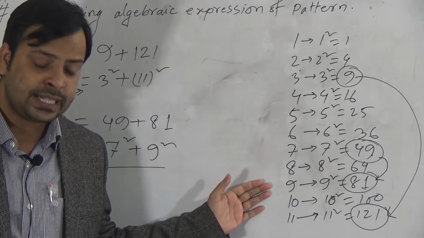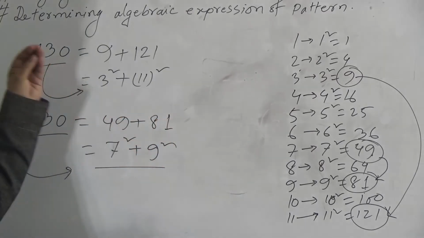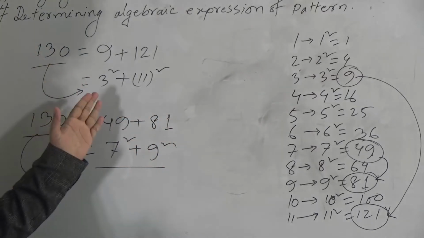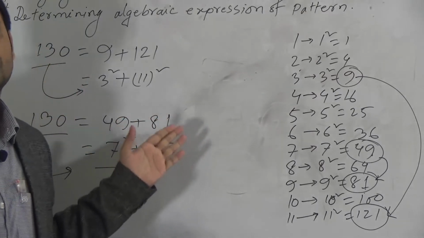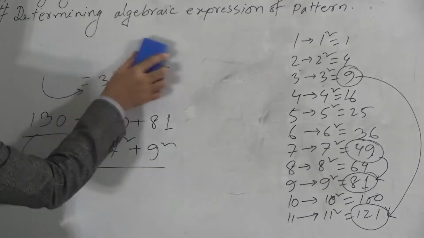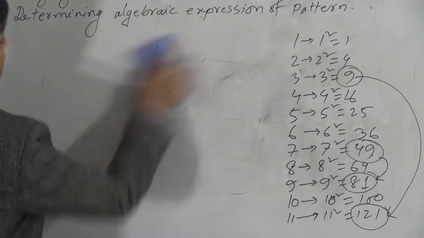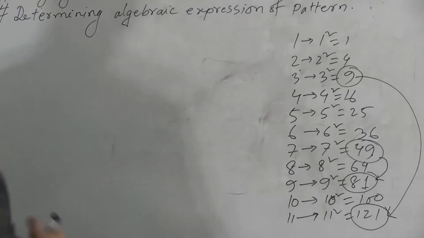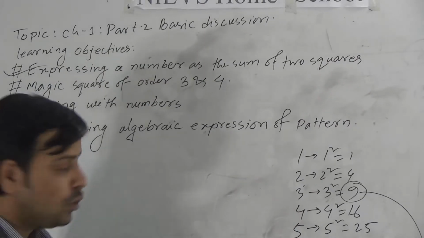Using this technique, you can write any number as sum of two squares. Okay, dear students, so we have completed our first topic today. This is expressing a number as the sum of two squares.